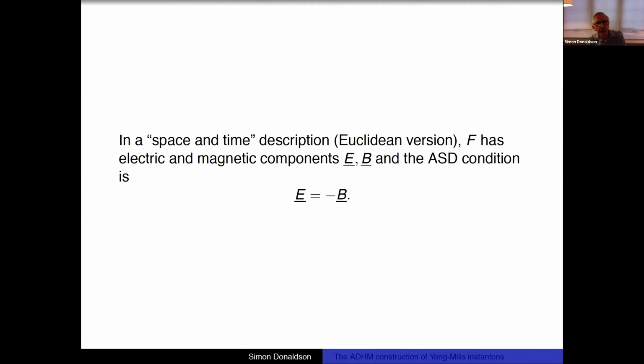If you take the ordinary Maxwell equations, then they are symmetric between electricity and magnetism up to some signs. When we go to the Euclidean version, then the signs change around and we get a perfect symmetry between electricity and magnetism. And these anti-self-dual instantons are the ones which are symmetric in that sense. We can also take E equals plus B, but that would just correspond to a change in orientation conventions. It would make no real difference to the discussion.